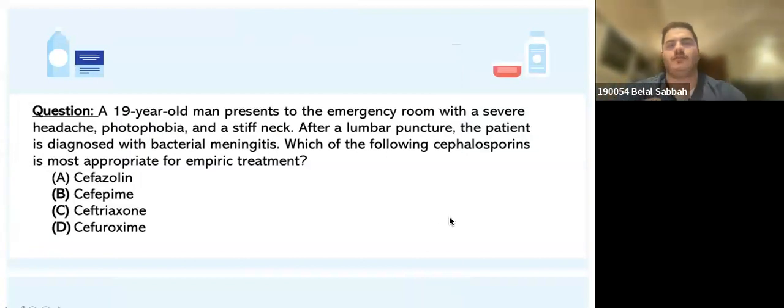All right, 19-year-old man presents to the ER with a severe headache, photophobia, and a stiff neck. After a lumbar puncture, the patient is diagnosed with bacterial meningitis. Which of the following cephalosporins is most appropriate for empiric treatment? Go ahead and answer in the chat.